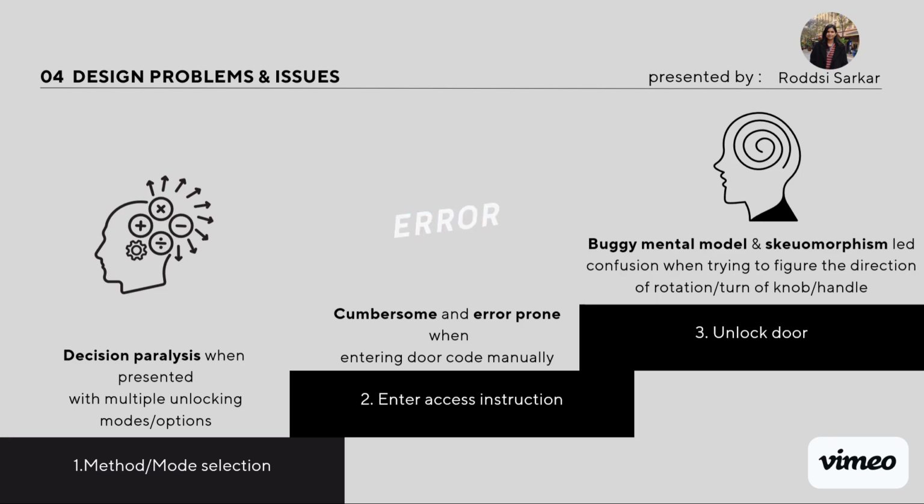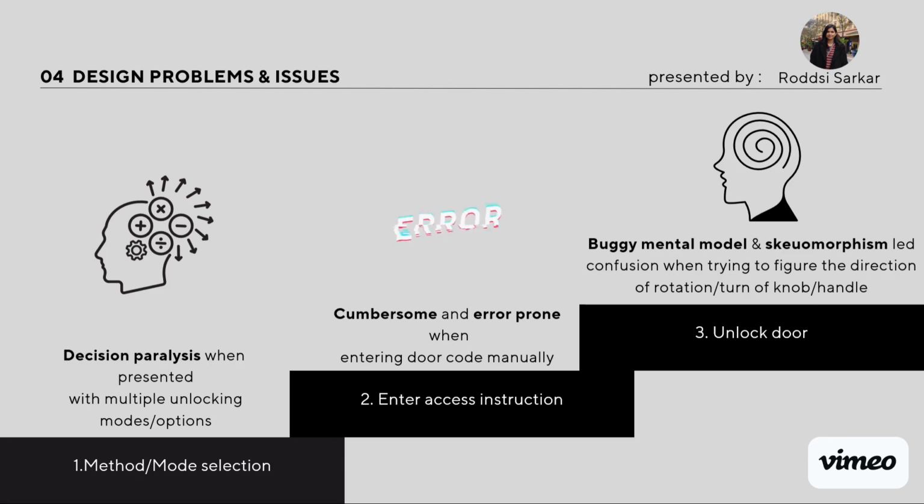Now, you might wonder, how did we define the nature of these problems? We were analyzing, looking at cumbersome, error-prone, buggy mental models, biases, degrees of trust, and as you can see in the slide, we have taken three of these specifically, which we will talk about next. First, if we look at this particular portion, we observe decision paralysis when the guest premeditates the method to unlock the door.